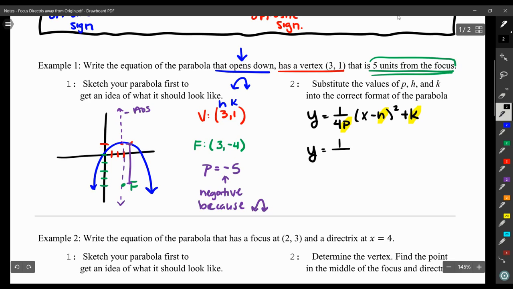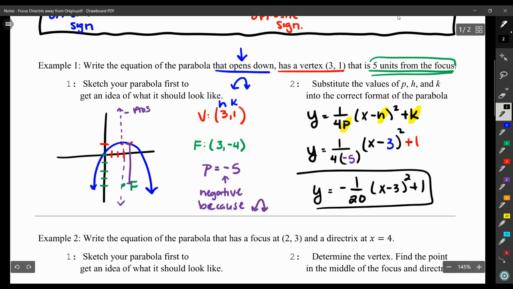So y equals 1 over 4 times p, which is -5, parenthesis, x minus h, which is 3, squared, plus k, which is +1. And the only thing that we need to simplify is this here, 4 times p. We can leave this in vertex form. That's not a big deal. I just need to simplify the 4 times -5, which will simplify into a -1 over 20, x minus 3 squared plus 1. There's the equation of this parabola.